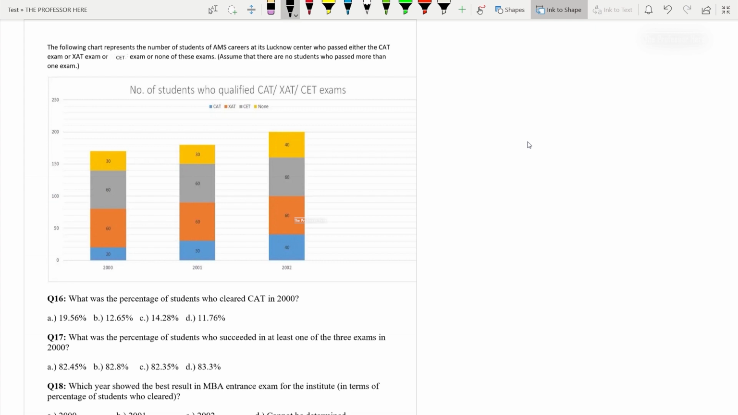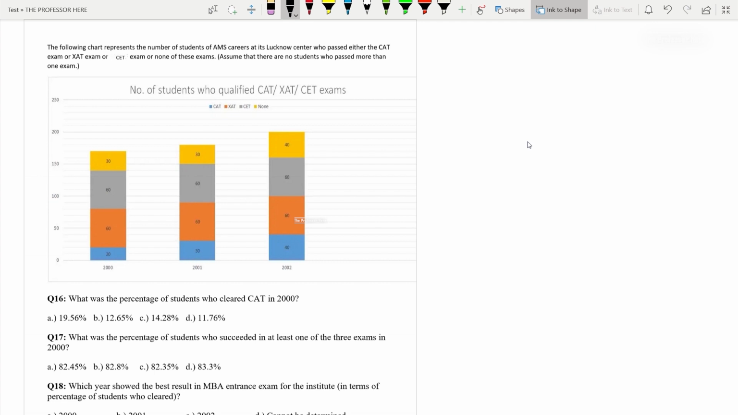In the year 2000, you have 20 students who have passed CAT. And then from 20 to 80, there is 80 minus 20, 60 students who passed XAT. 140 to 80, there is 140 minus 80, 60 students who passed CET. And yellow represents the number of students who have not qualified for any of the exams, which is 140 to 170. So 170 minus 140 is 30.